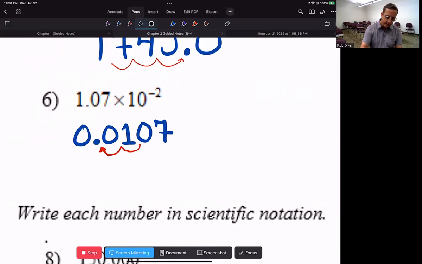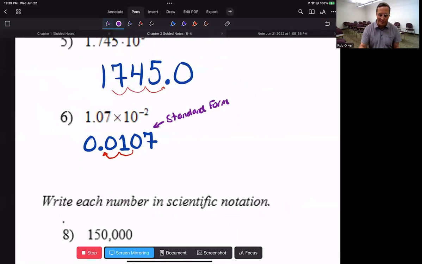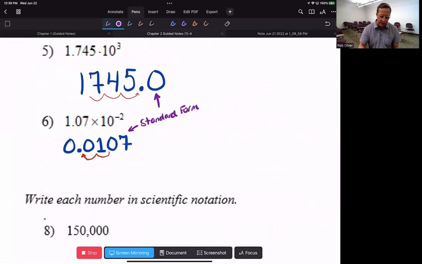Okay, again, just so you guys know, this is called standard form, because we're taking it out of scientific notation form and we're putting it into standard form. Same thing with that one.